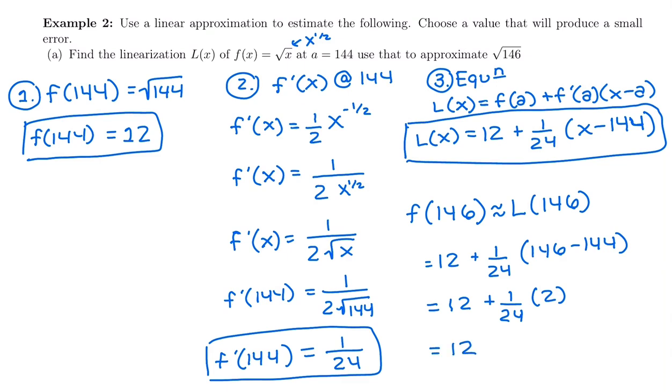So we get 12 and 2 24ths, and 2 over 24 is the same as 1/12. And you could leave it just like that, 12 and 1/12, or 12 and 2 over 24. Or you might know this decimal in your head. It's 12.083 repeating. It's okay if you don't know that decimal. We could just leave it as 12 and 1/12 if we didn't know it in our heads.